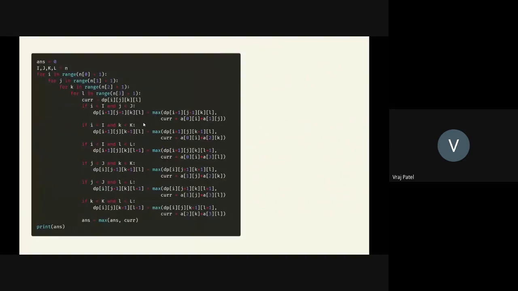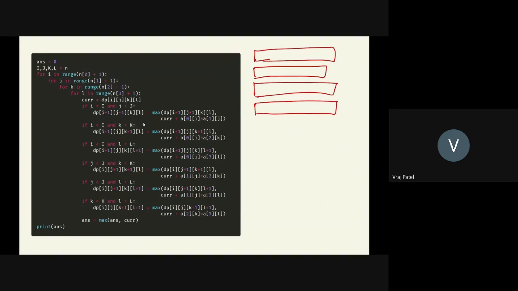So the third problem was this. You were given 4 arrays, right? 1, 2, 3, 4, and all of these arrays had numbers. So you had to form pairs of numbers. So let's say it's 1, 2, 3, 4, 4.